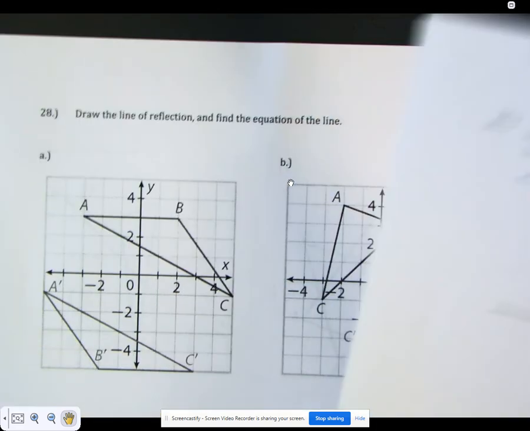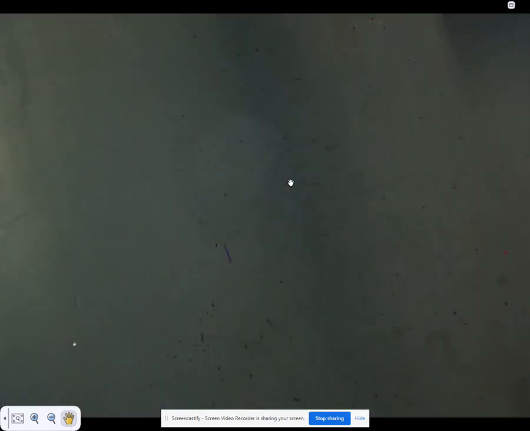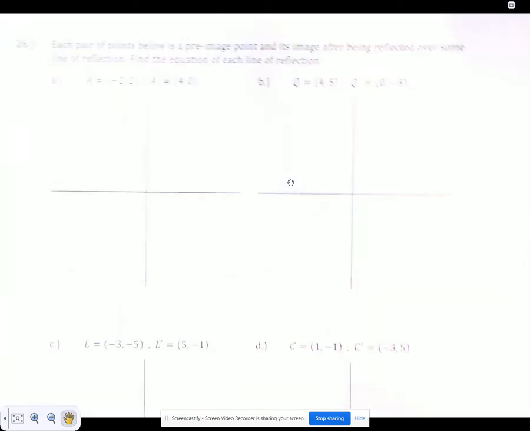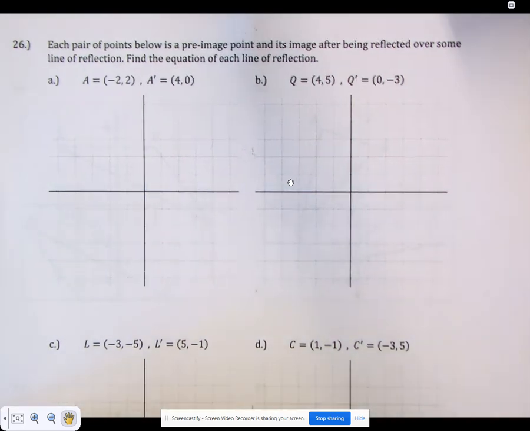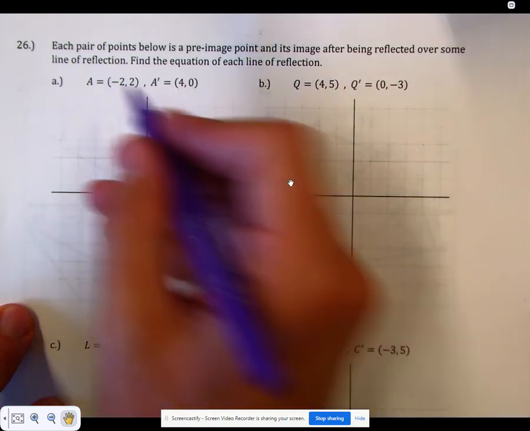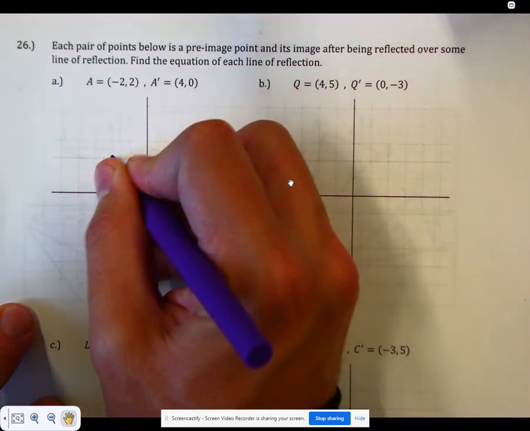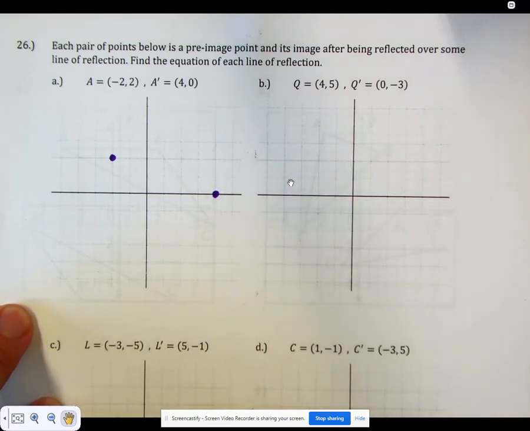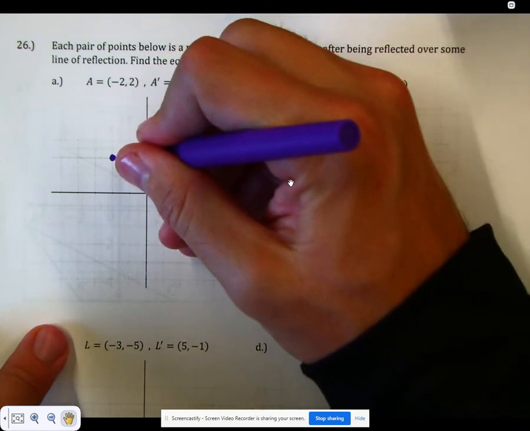Okay. And then the last thing we got to cover here, I guess kind of the second to last thing, is what if we want to find the line of reflection given a pair of points? So for example here, if A is at negative 2, 2, and A prime is at 4, 0, how do I know what the line of reflection is? Well, you're in luck if you were able to understand that whole perpendicular bisector thing, because that's exactly what this is.